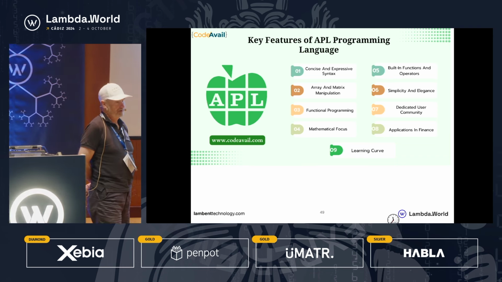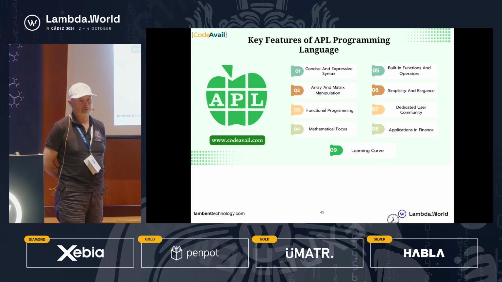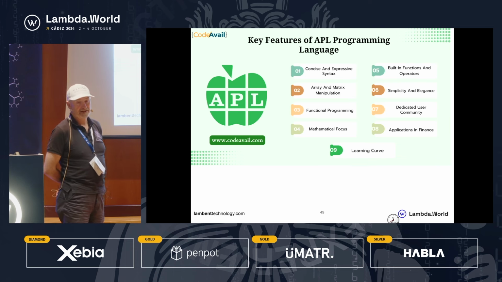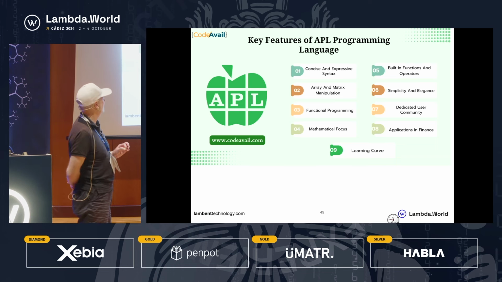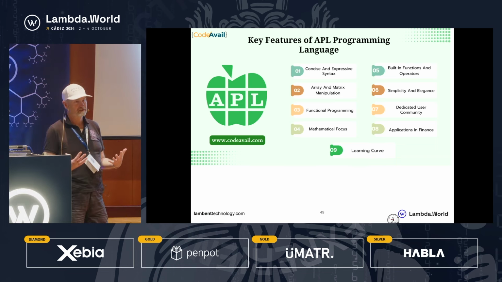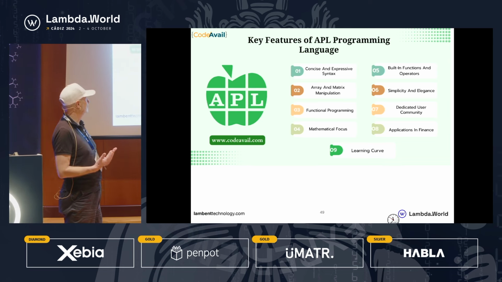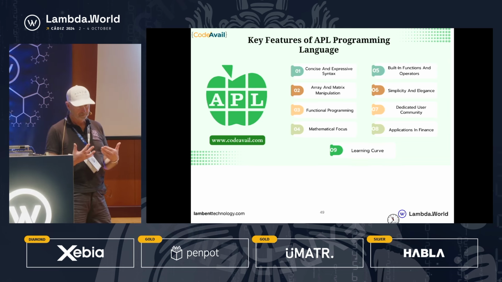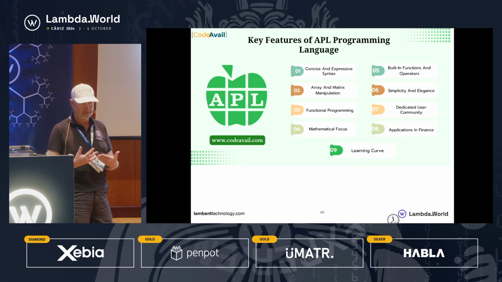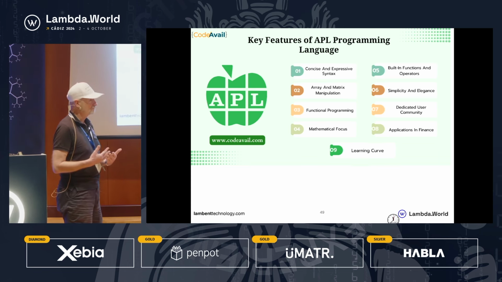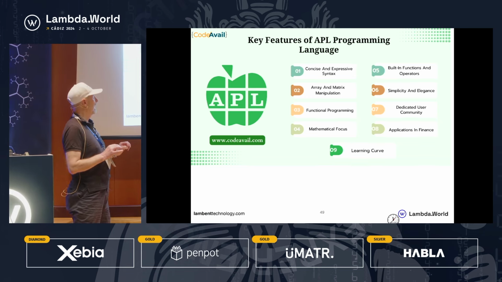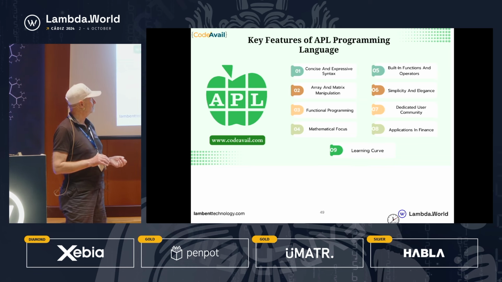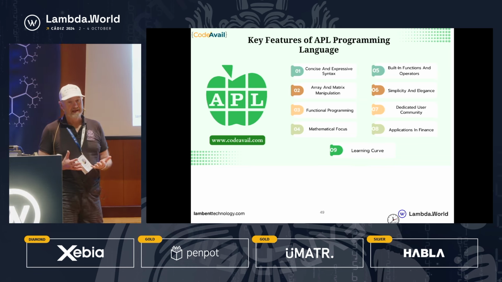So some key features of the APL programming language, which is still alive and kicking today. It is concise, with a very expressive syntax. You've got array and matrix manipulation built in very simply. Functional programming: this is the language that John Backus credited as inspiring him for functional programming. You've got a general mathematical focus, built-in functions and operators, higher order functions. Simplicity and elegance.